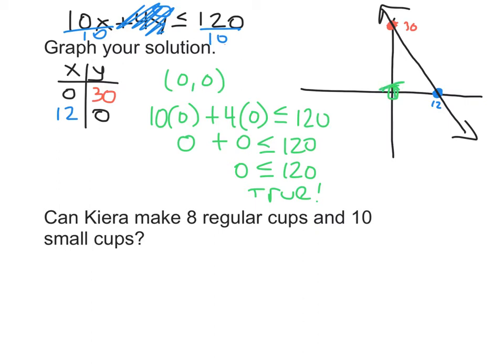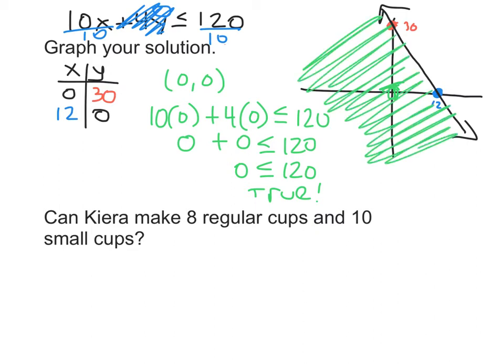This point was true. If that point is true, that means we're going to shade on the side of the line that includes that point. So there are all the solutions for this situation.